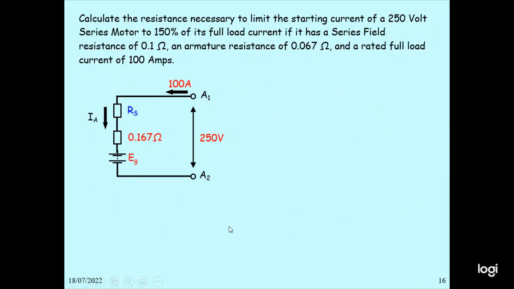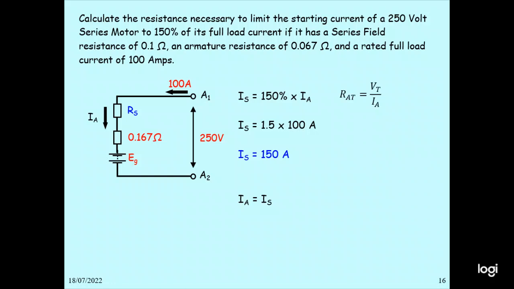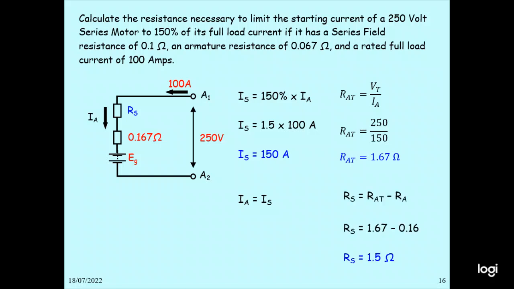The next one is to calculate the resistance necessary to limit the starting current of a 250 volt series motor to 150% of full load current. It has a series field resistance of 0.1 ohm, armature resistance of 0.067 ohm, and a rated full load current of 100 ampere. The supply is 250 volt and the series field and armature resistance total 0.167. Then IS is 150% of IA, so 1.5 times 100 gives 150 ampere. IS equals V by RA plus RAD, so 250 by 150 gives 1.67. Then RS is RAD minus RA, 1.67 minus 0.167, which gives 1.5.